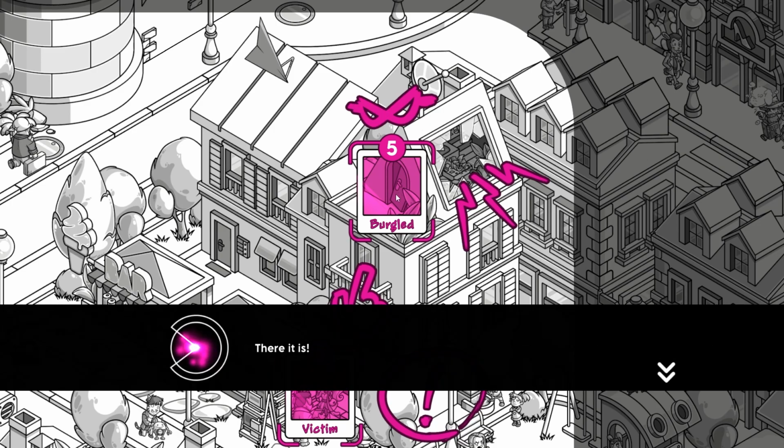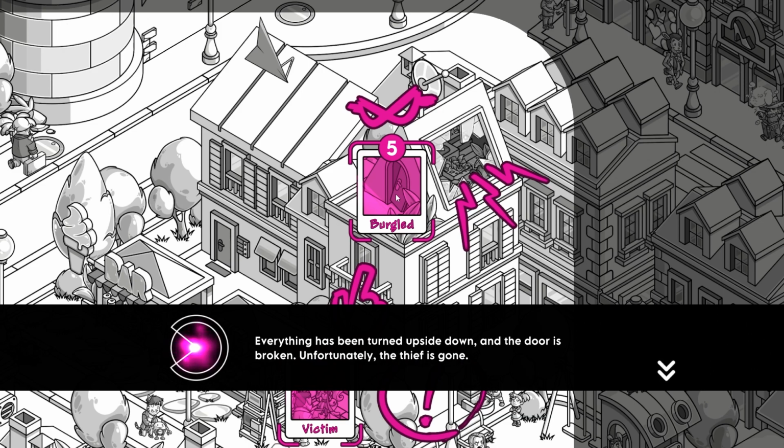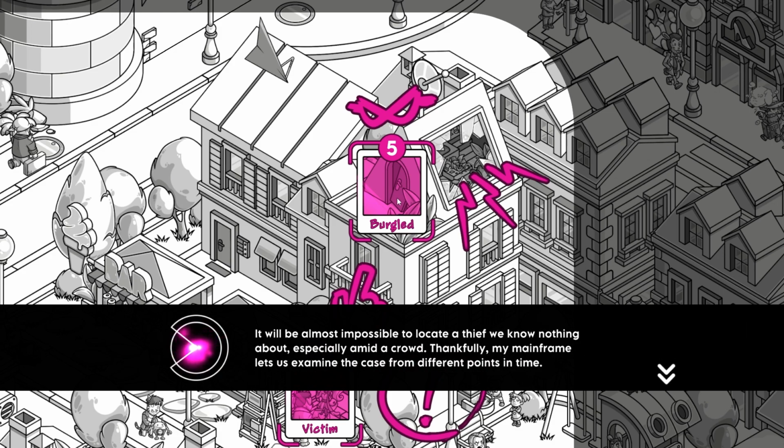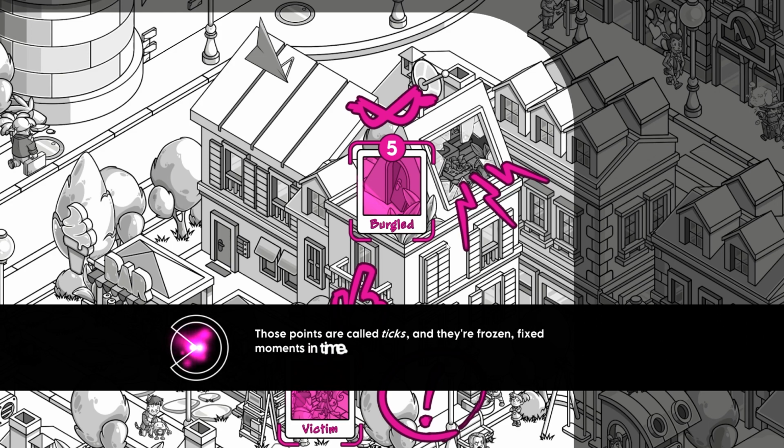Gold. There it is. Everything has been turned upside down and the door is broken. Unfortunately, the thief is gone. It will be almost impossible to locate the thief we know nothing about, especially amid a crowd. Thankfully, my mainframe lets us examine the case from different points in time. Those points are called ticks, and they're frozen, fixed moments in time. It isn't ideal, but a collection of ticks is our only way to experience the past.